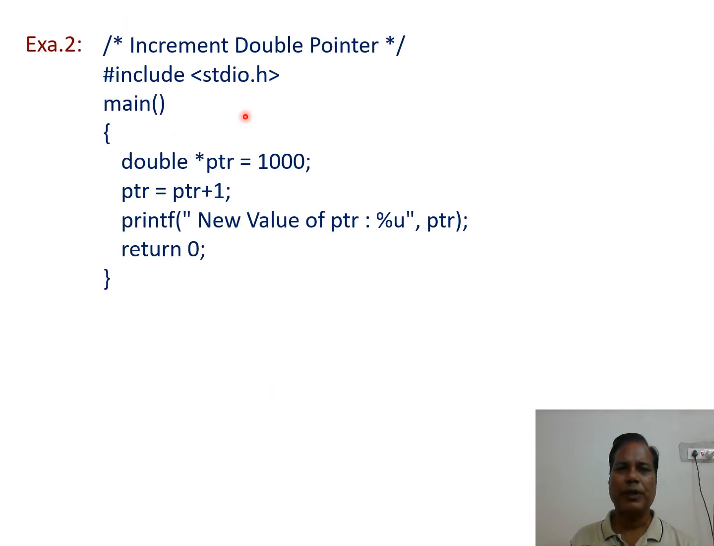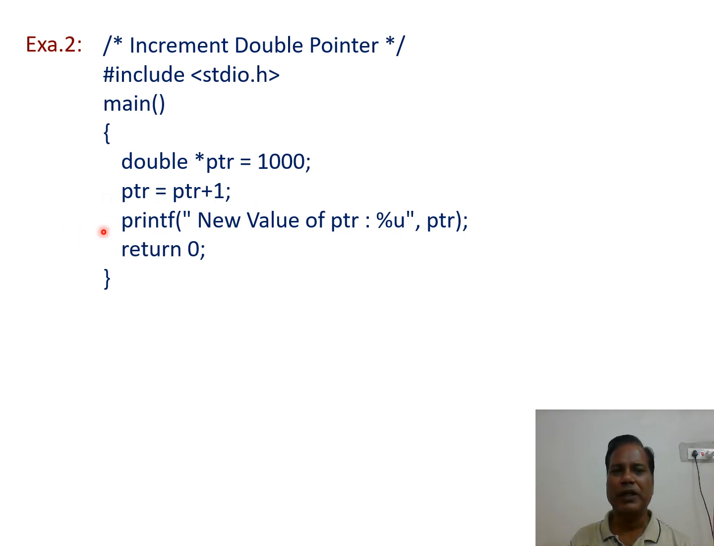In the second example, increment double pointer means this is a data type of the pointer. The first statement declares a double type pointer variable ptr and it is assigned a value of 1000. Next statement, ptr = ptr + 1, we increment the value of ptr. As a double data type needs 4 memory bytes to store its double type value, it is incremented by 4.